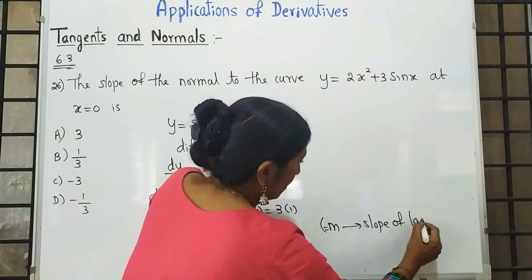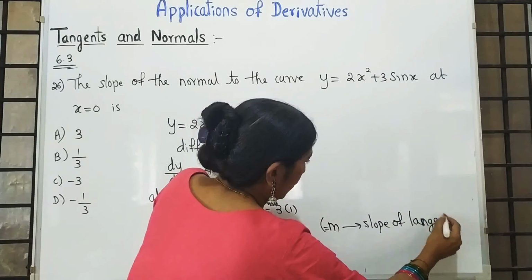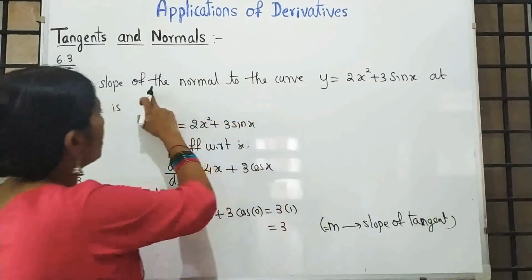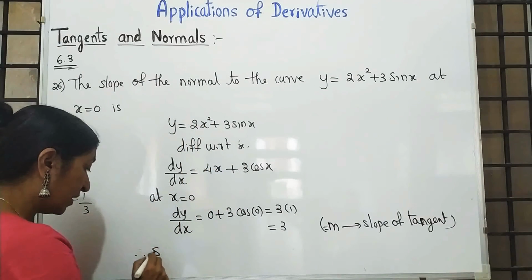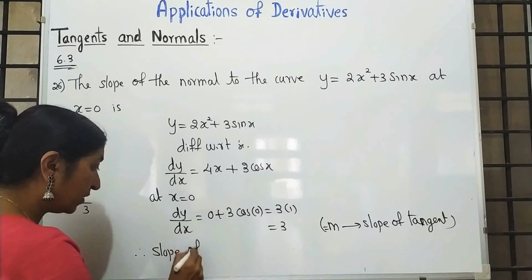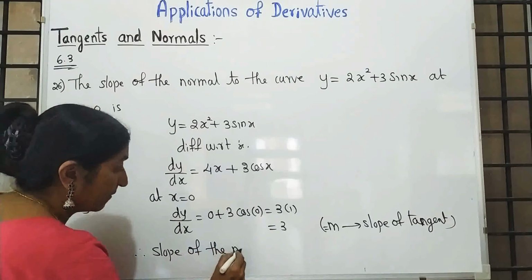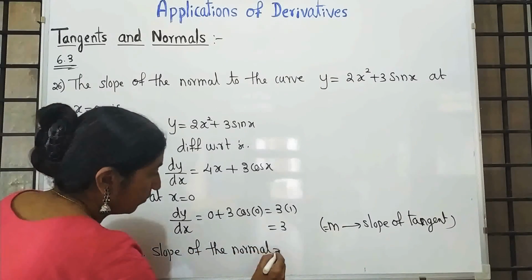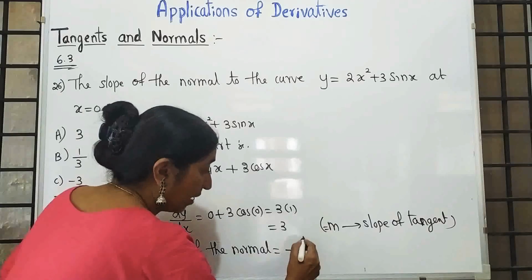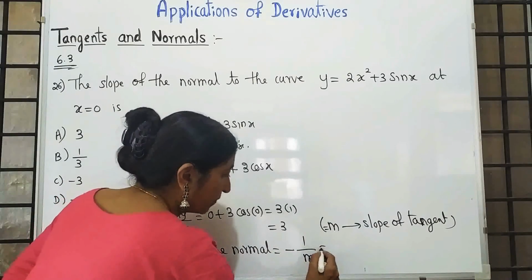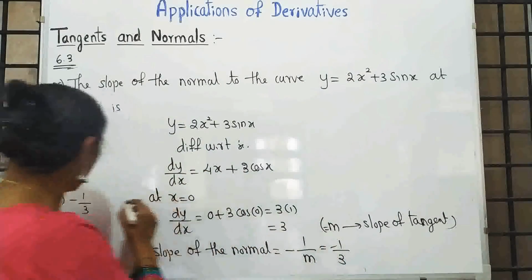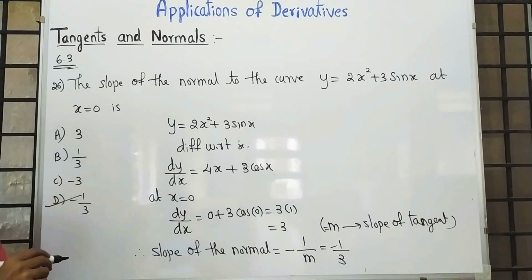Slope of the tangent. But what is our question? Our question is slope of the normal. Therefore, slope of the normal. Students are already familiar how to write the slope of the normal. Whatever the answer, we have to write with opposite sign and reciprocal. That is minus 1 by 3. So, this is the slope of the normal.